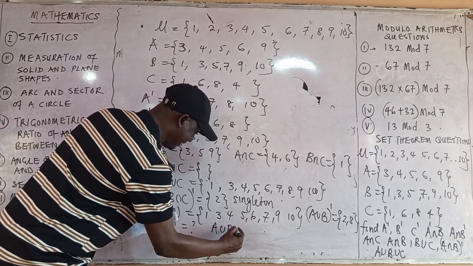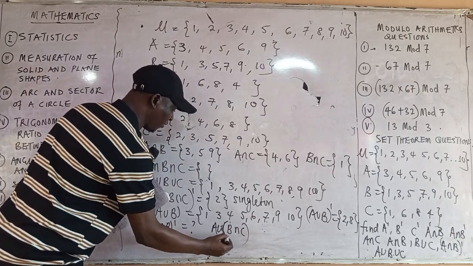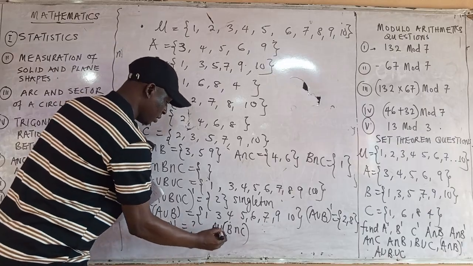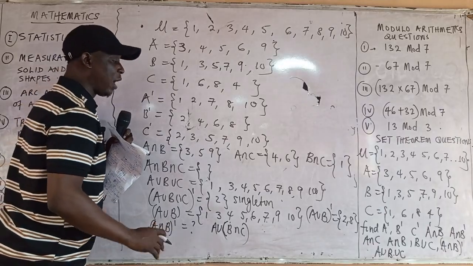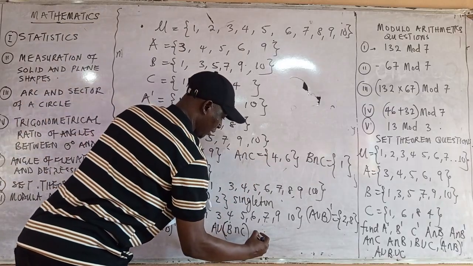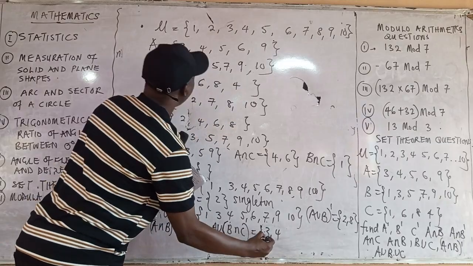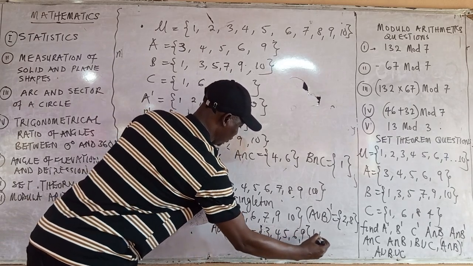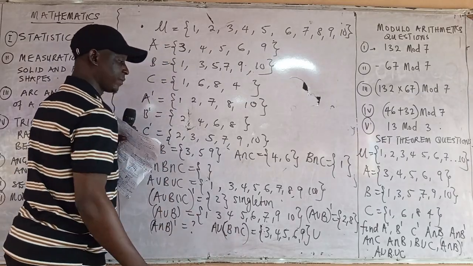A union B intersection C. Now, what if you see something like this, class? What does that mean? Which do you do first? You do B intersection C first. And what is B intersection C? You have done it before. 1. So what is our A? A is 3, 4, 5, 6, and 9. Then union. What is B intersection C? 1.